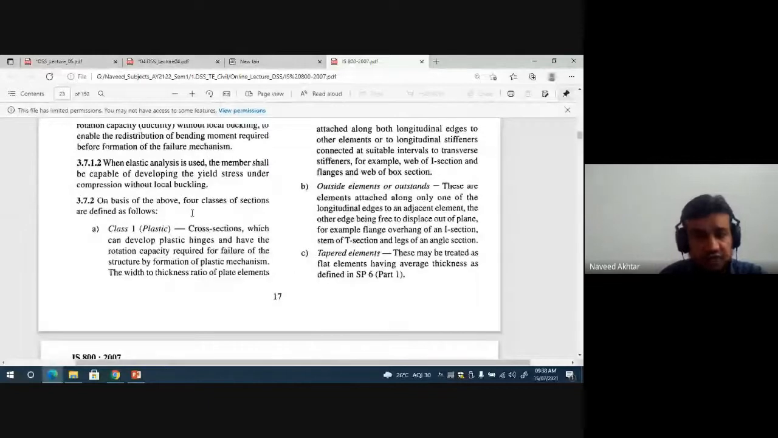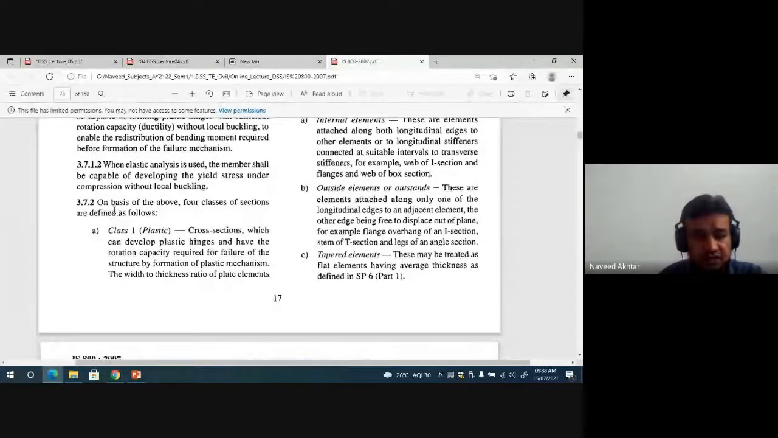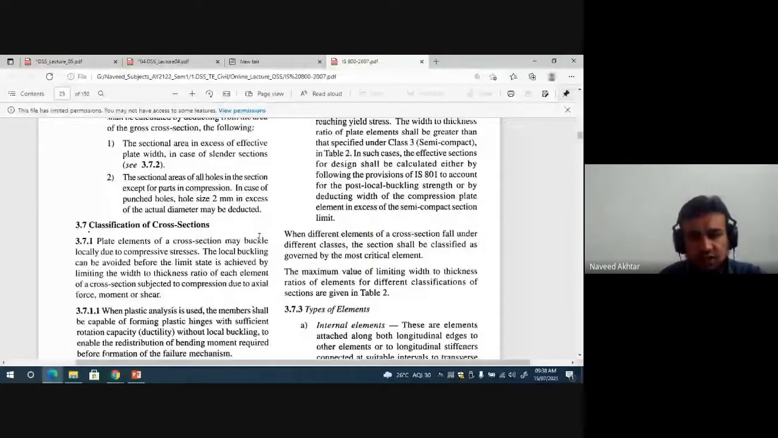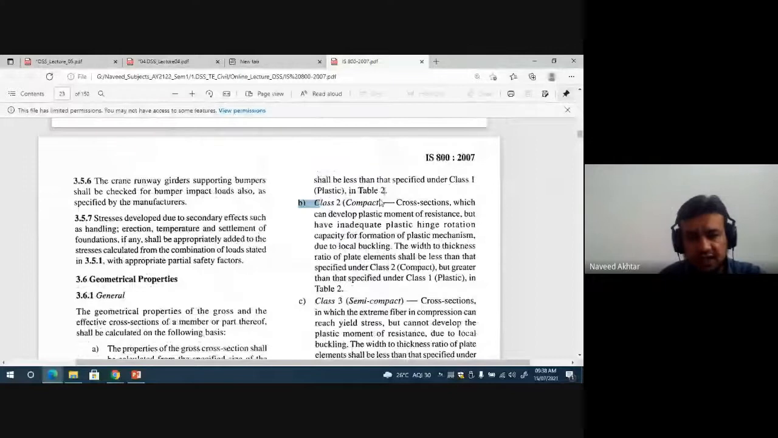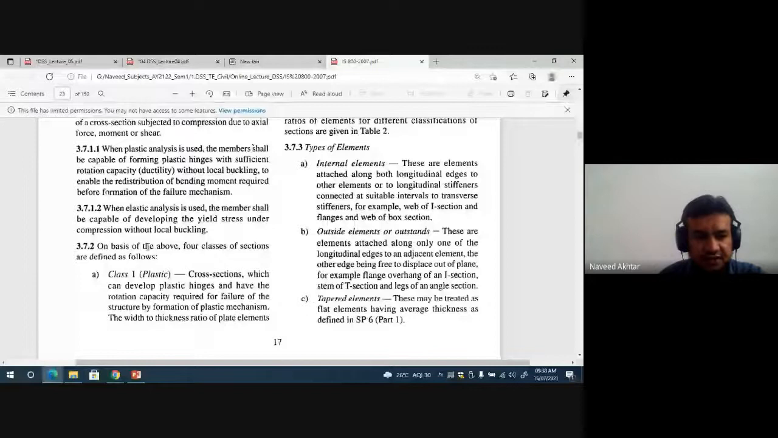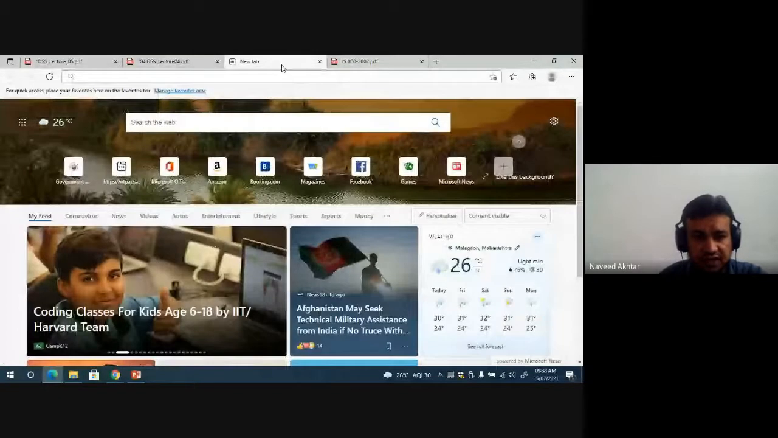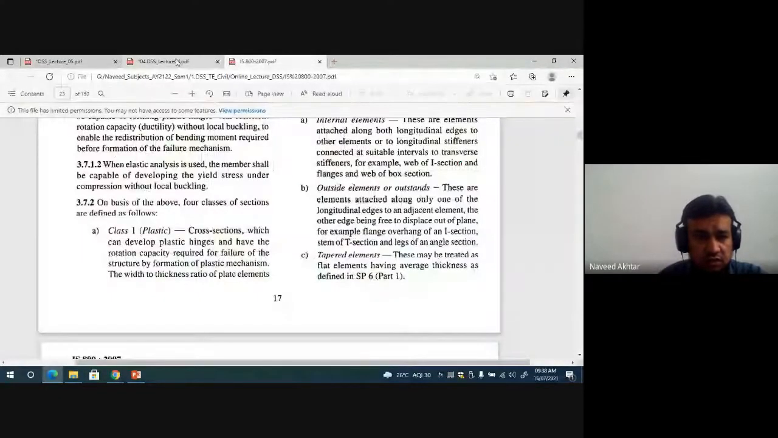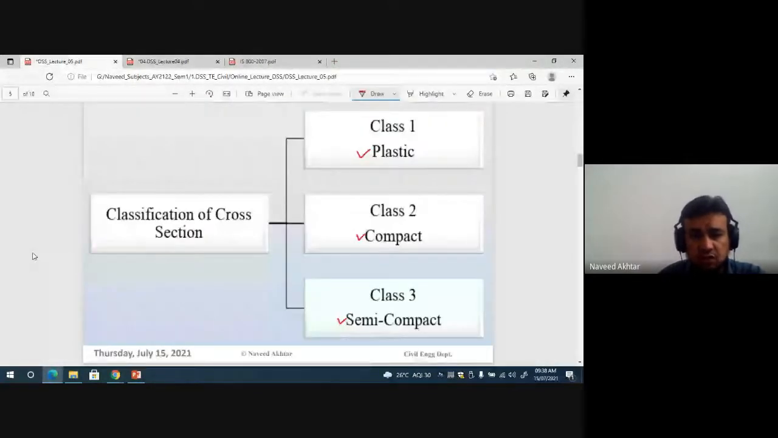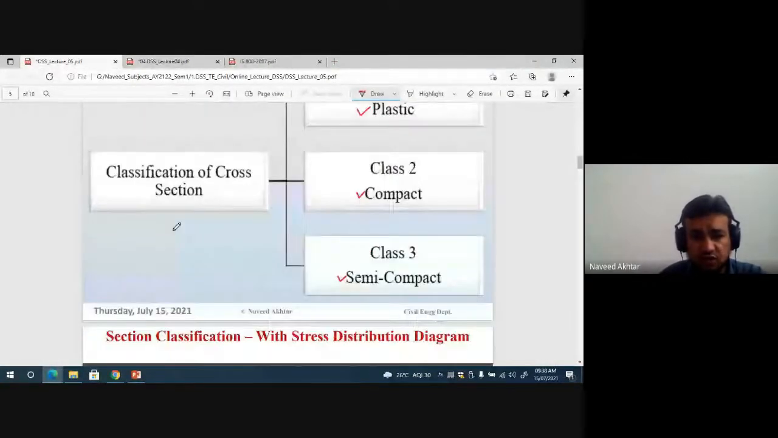Okay, so the sections are classified into 4 classes. You can see here: Class 1 plastic, Class 2 compact, and Class 3 semi-compact. Why this is classified, you can read here one by one and understand. So these 3 classifications are incorporated in your design.